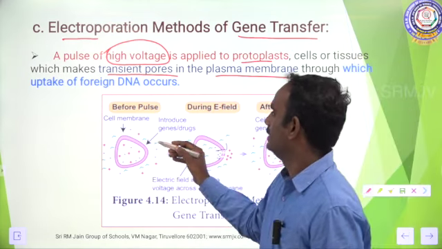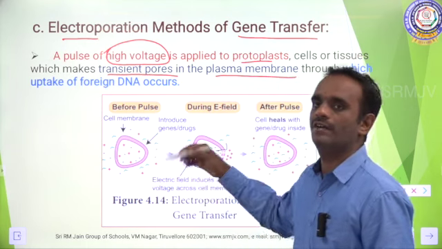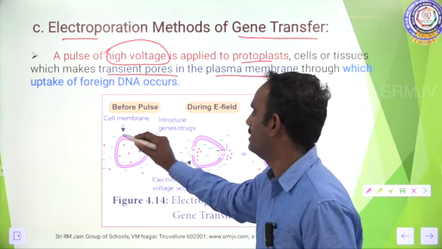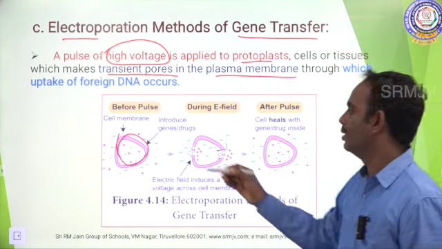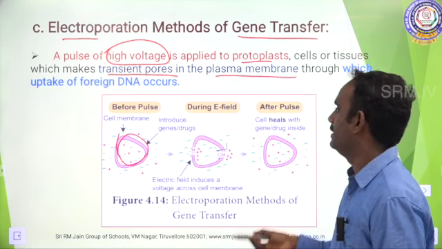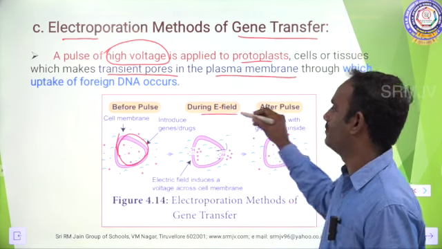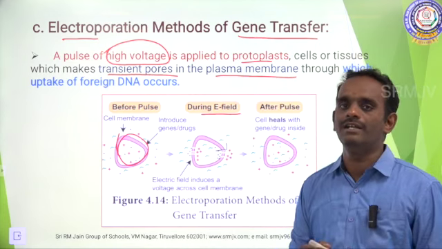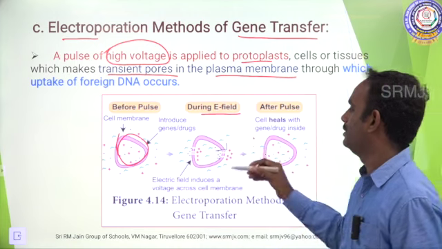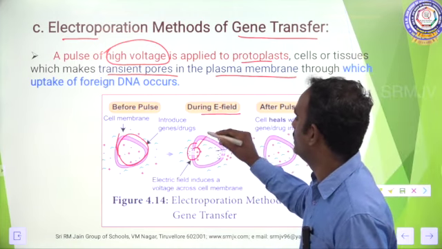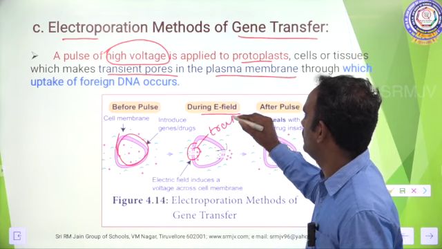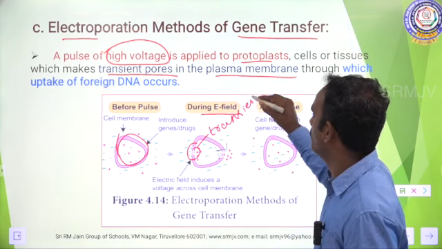See here, this is before the pulse of high voltage. See the cell membrane here, how it is properly covered. Okay, there are no pores at all. While applying the electric field, E field means electric field, the supply of high voltage, there may be a formation of transient pores. Here, these are called transient pores.